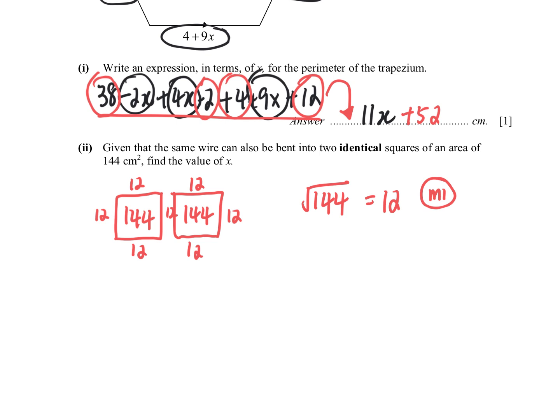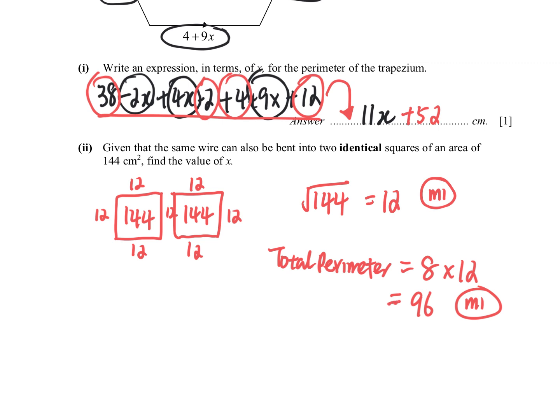So if you calculate the total perimeter, each of the squares has 4 sides. So total will be 8. So 8 times 12 is 96. So if I see that you know the total is 96, you get 1 method mark. Finally, since it's the same wire, if you equate these 2 together, you get your 3rd mark.